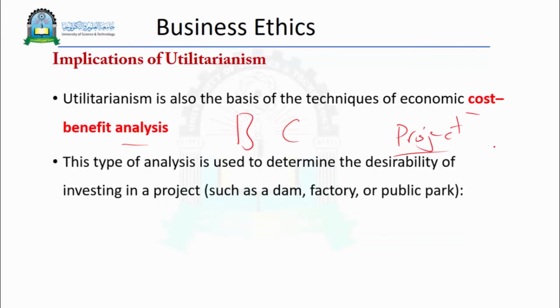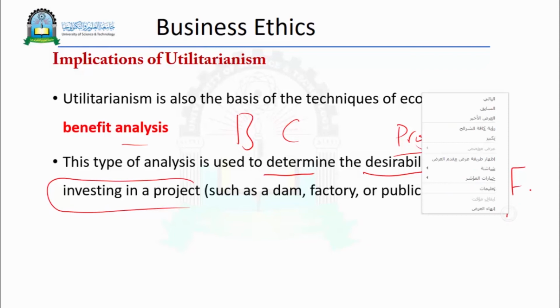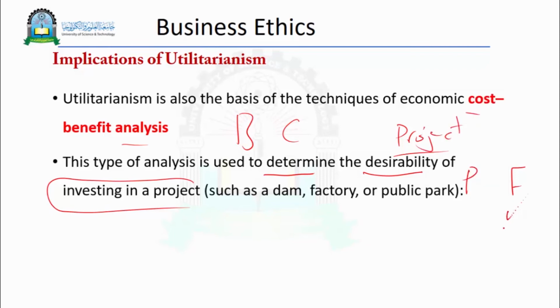For example, this type of analysis is used to determine the desirability of investing in a project. By analyzing the present and future benefits together with the cost, we can tell whether this project is ethically good, or of ethical potential, or potentially important for the customer, the public, in the long run. For example, a dam, a factory, or even public parks.